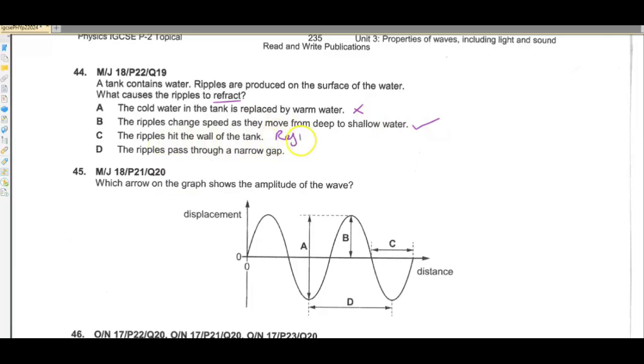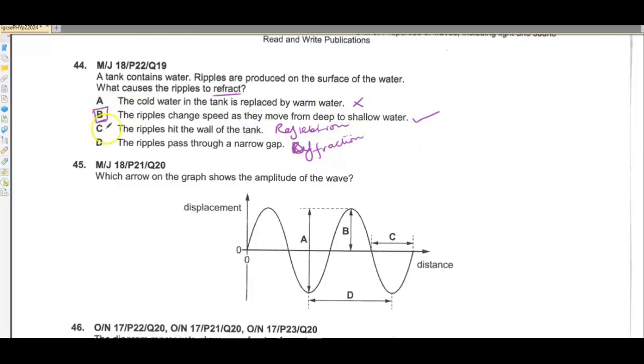The ripples hit the wall of the tank. This is reflection. And the ripples pass through the narrow gap. This is diffraction. Okay, so refraction occurs because of the change in depth. So B is our correct option.